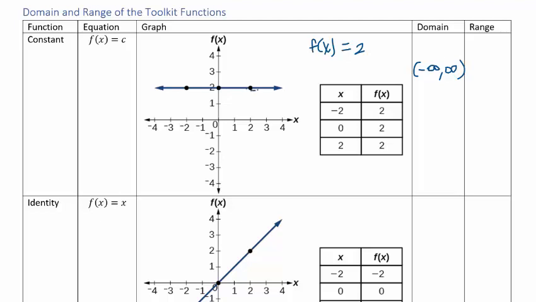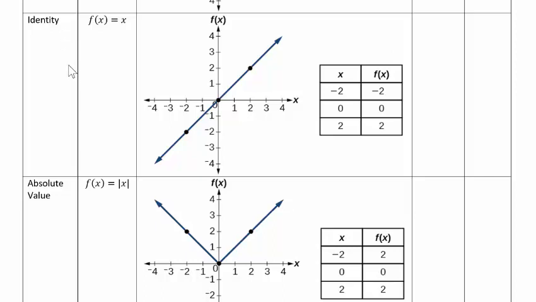And the range only consists of just one number, which is whatever the constant is in the given equation. So in this case, the range is just 2. Okay, but in general, you could write the range as c. The identity function is of the form f of x equals x, which is a linear function with a y-intercept of 0 and a slope of 1. And from the graph, we can see that the domain is also the set of all real numbers, and the range is the same.